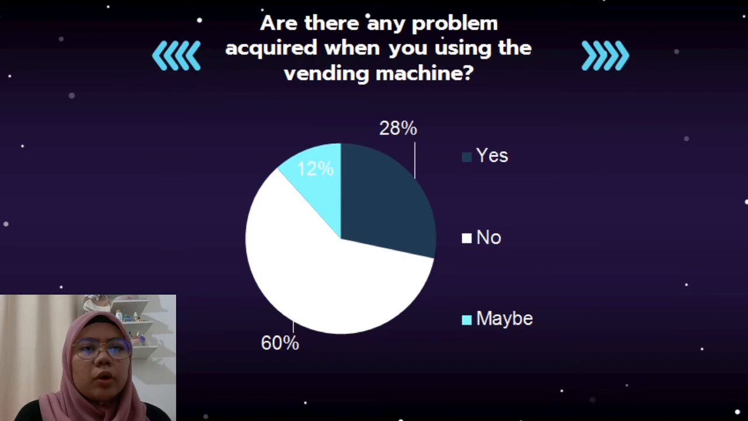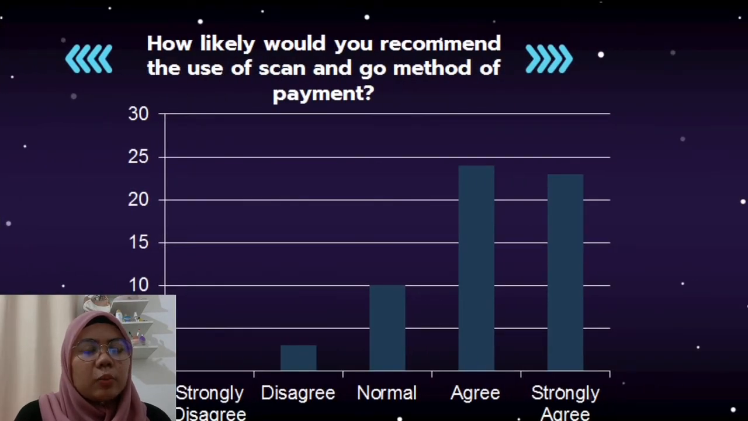The most common problem they face is when their money is not accepted and the money is stuck in the machine. So to solve the problems, we asked them whether they wanted to use scan and go payment to prevent the same problem happening again. If you look at the bar chart, you can see that most of them agree with this kind of method. Overall, we can see that vending machines can be upgraded so that it will be more favored by people.